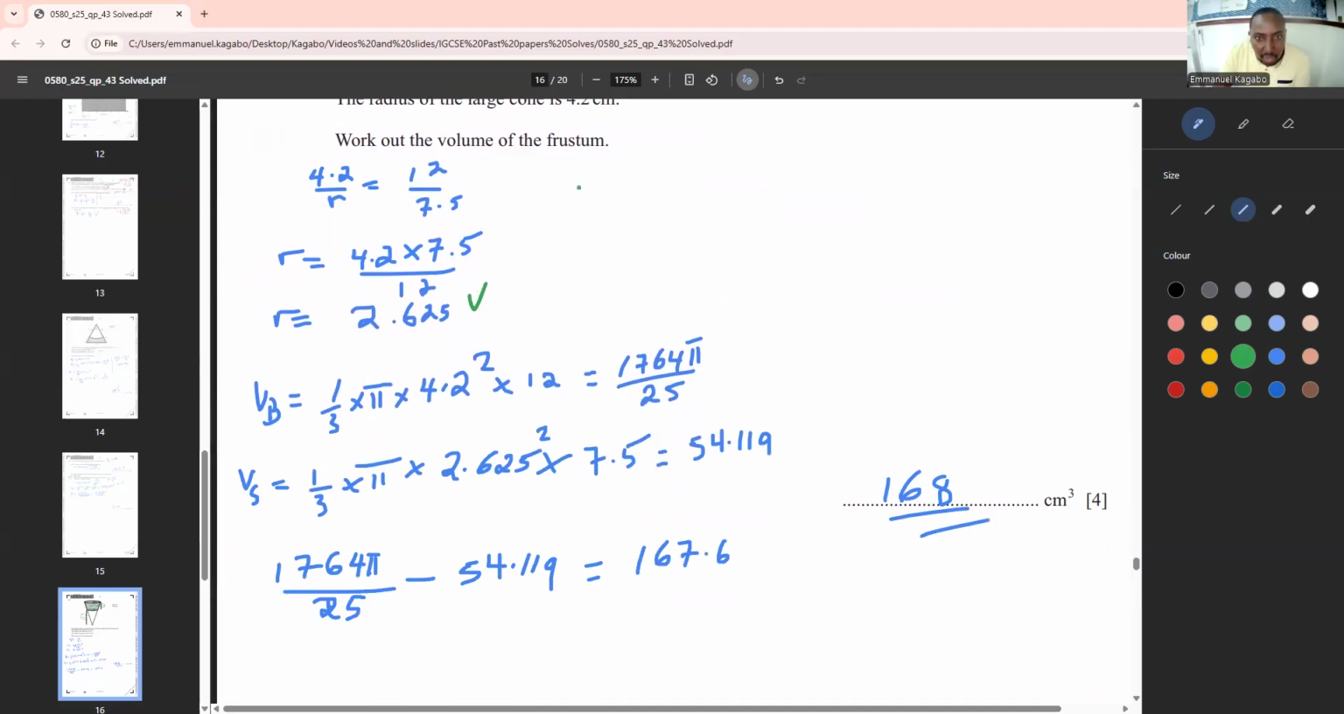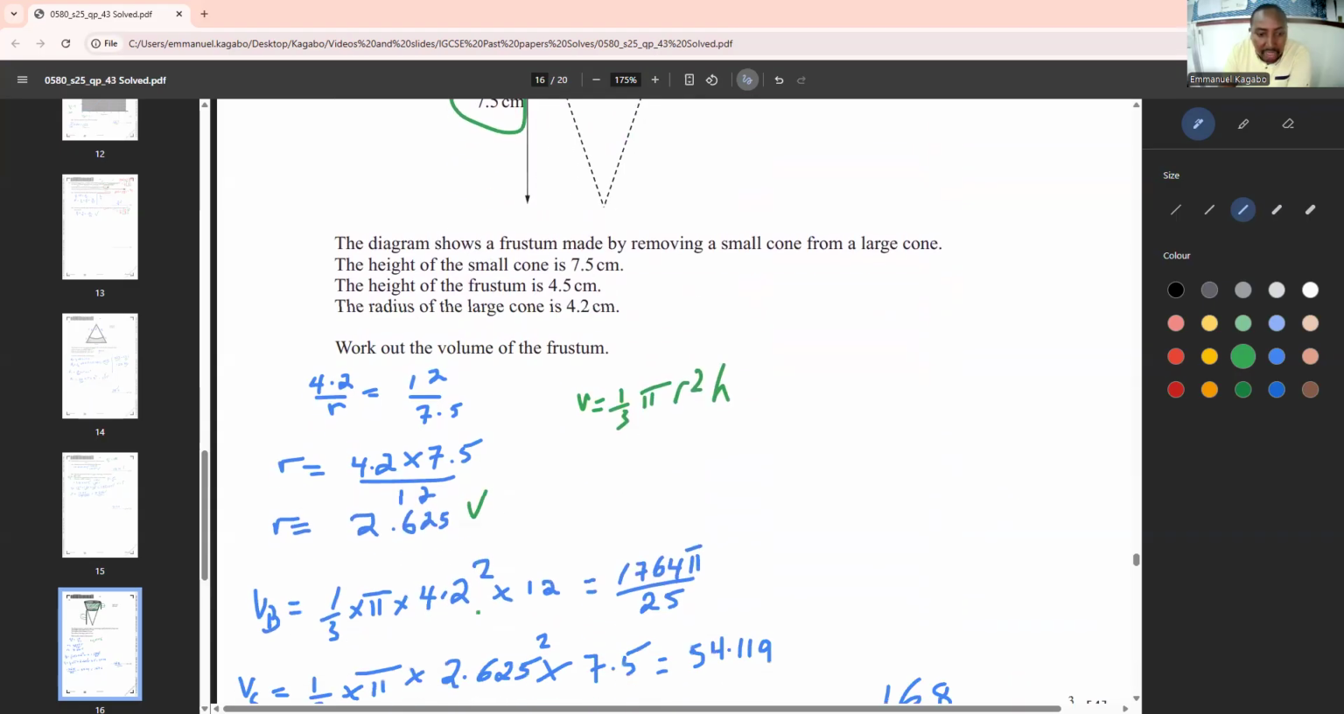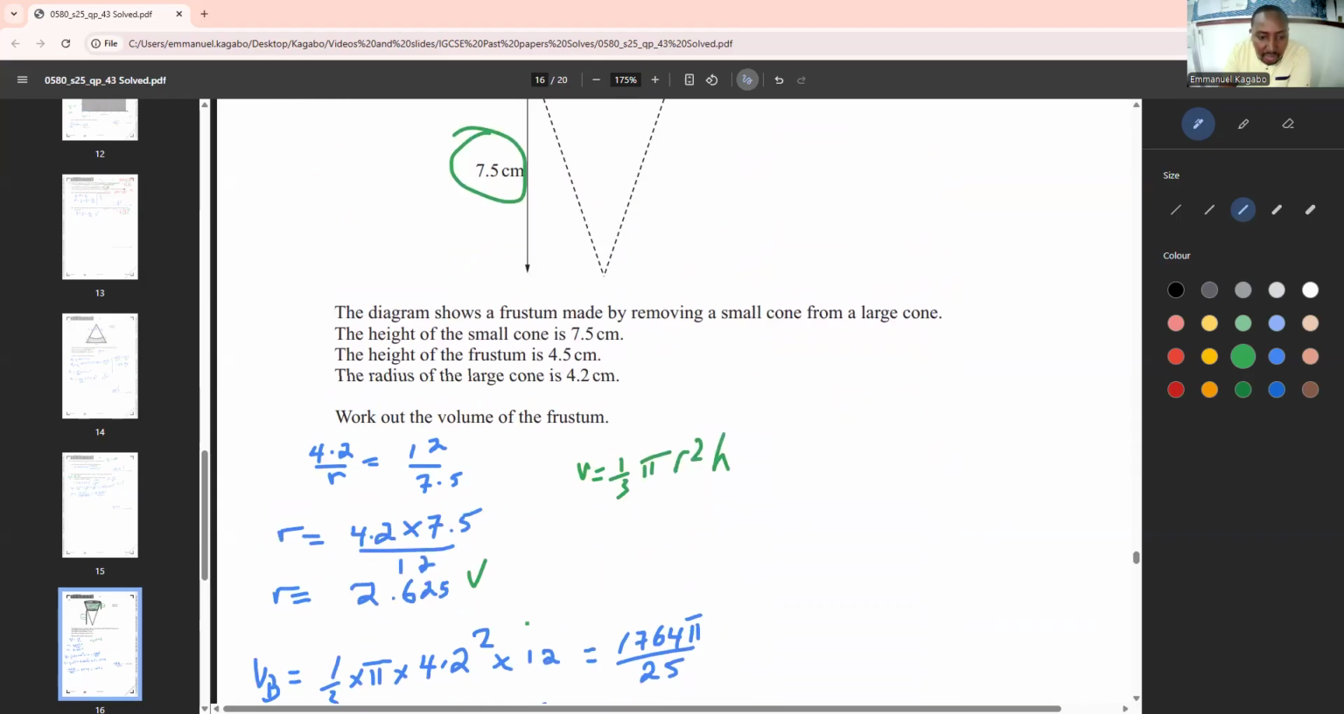What's the formula for volume of a cone, guys? Volume of a cone is given by 1/3, it's given by that, but there's nothing wrong with knowing this. I always advise students, it's better to get the formula into your head. It's very important to help you. So when you apply the volume of a big cone, it will be 1/3 times pi r squared, the radius of a big cone, 4.2, times the height of a big cone, 4.5 plus 7.5, that gives me 12. So that's the volume of a big cone.